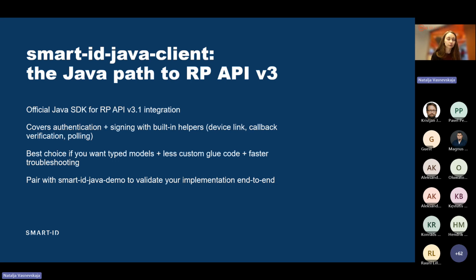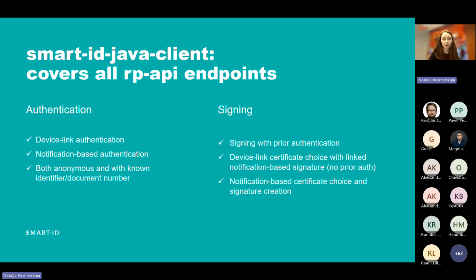This is the official SDK for the API and is available in the official Maven repository, and has a lot of different utilities in it. It actually covers all mentioned flows and combinations of flows. So it supports authentication, both device link authentication, which means QR code and web to app and app to app, and also notification-based authentication, and also works for anonymous authentication when you don't know who is logging in, without identifier, and with a known document number or identifier.